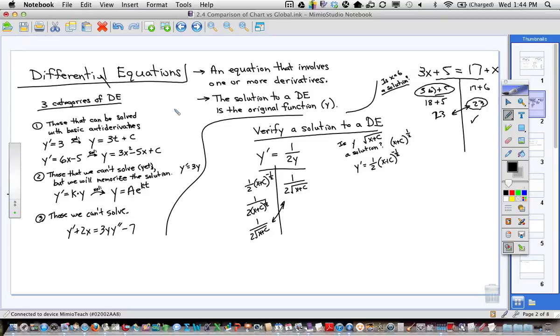All right, let's take a look at your homework now. All right, so that's differential equations.